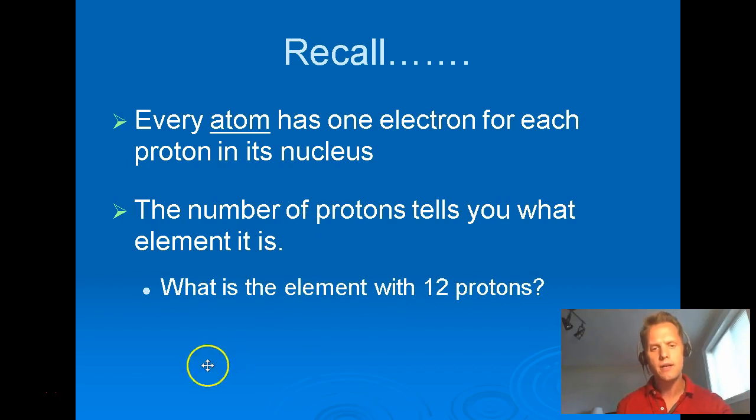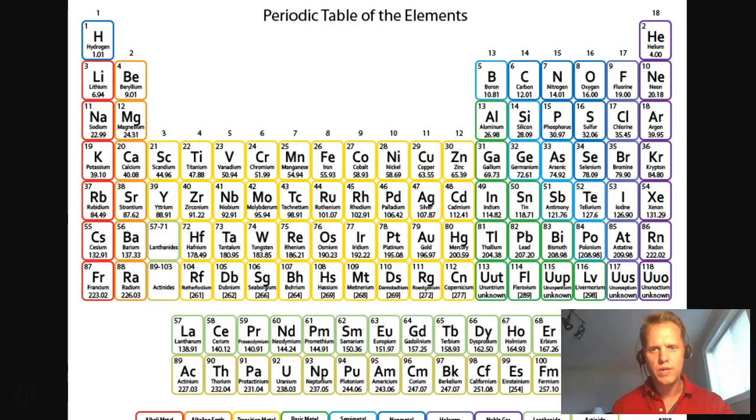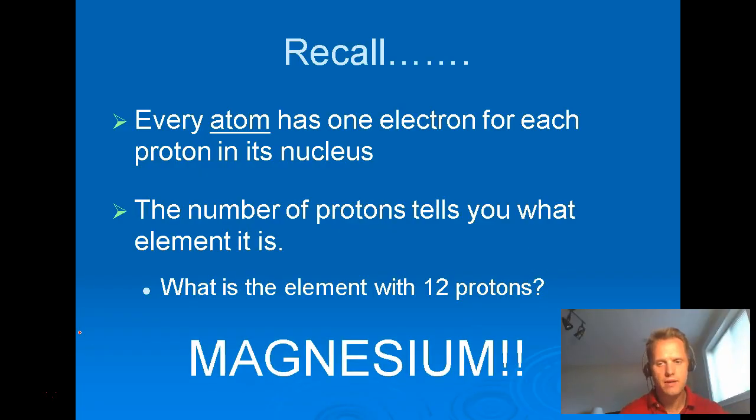So what element has 12 protons? We look at the periodic table and find the smaller number, which is the atomic number, and the atomic number tells us how many protons we have. We go across till we find 12 and we see that it's magnesium. When magnesium is neutral, it has the same amount of pluses as negatives: protons, which are positive, and electrons, which are negative. With 12 protons and 12 electrons, it's neutral. The number of protons tells us what element it is, and this one is magnesium.